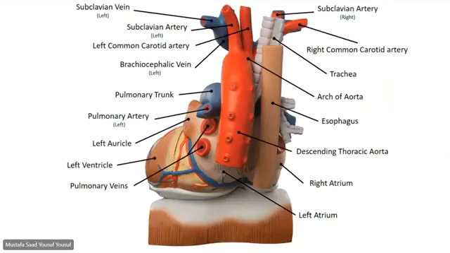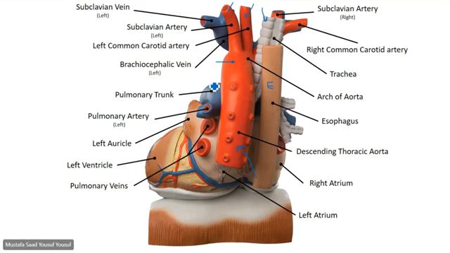A side view of the same model, I can also see the esophagus, the trachea. This is the arch of the aorta, and this is the descending aorta, of course descending thoracic. I can see the branches. Here we have the subclavian, and here we have the common carotid, of course left.